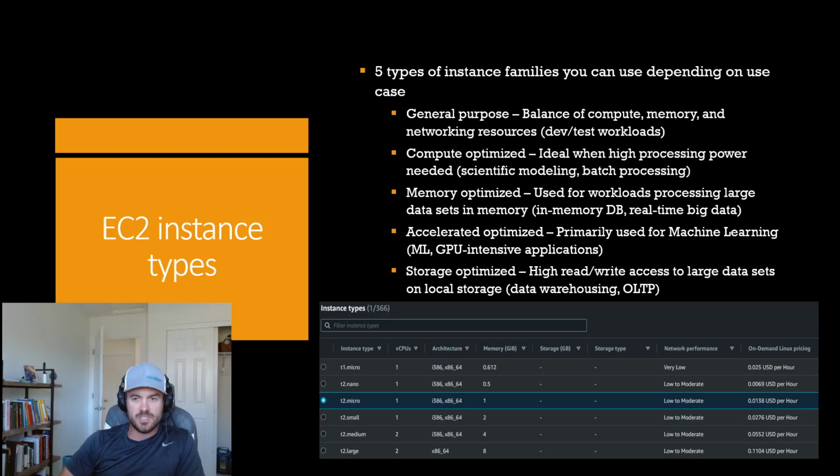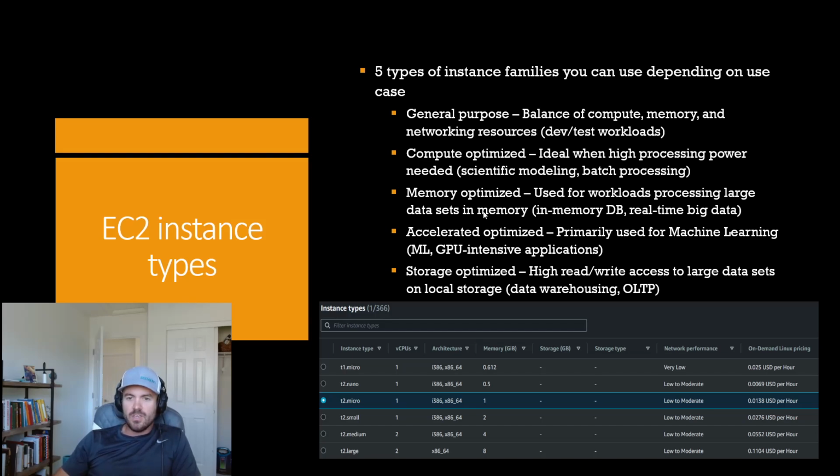So some of those options are compute optimized instances, which are ideal when you have high processing power requirements. So maybe you have some scientific modeling methods or some batch processing you're doing. Those are a couple common use cases. You've got memory optimized instances that are used for workloads processing large data sets in memory. So acting as an in-memory database, for example, or some other real-time big data analytics.